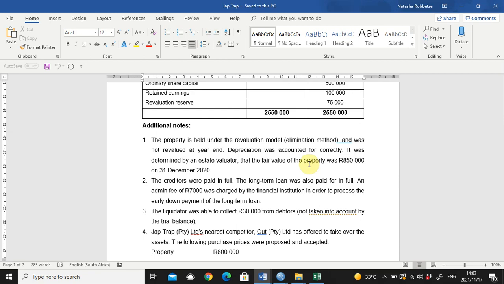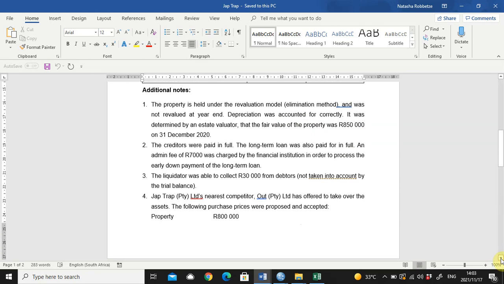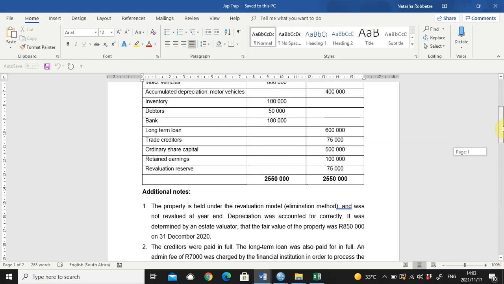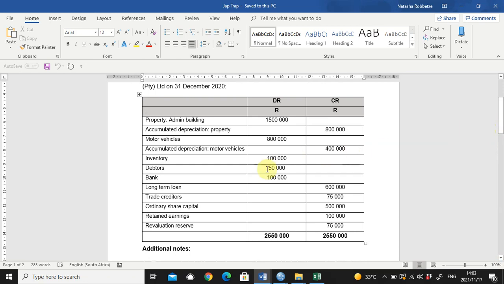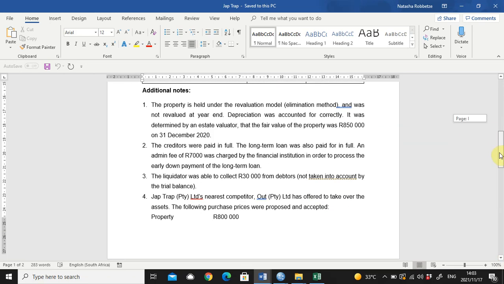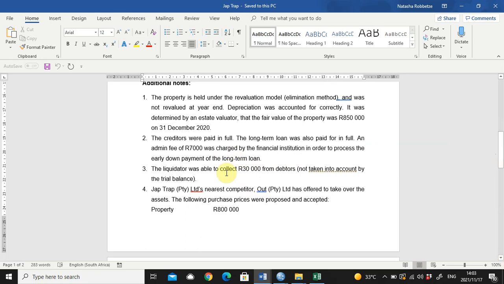Then in note number 2, the creditors were paid in full, the long-term loan was paid in full, and an admin fee of 7,000 Rand was charged by the financial institution in order to process early down payment on the long-term loan. The third note says the liquidator was able to collect 30,000 Rand from debtors not taken into account by the trial balance. So if we look at the trial balance, the debtors was 50,000. So of that 50,000, they were able to collect 30,000.